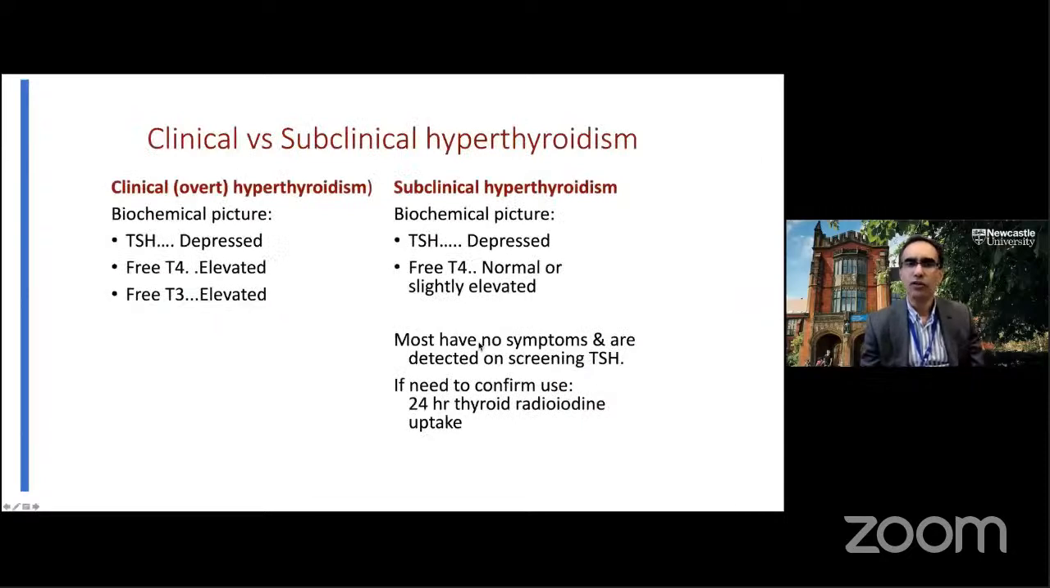So the two forms of hyperthyroidism or thyrotoxicosis are the overt and the subclinical. The biochemical picture is slightly different in both. In the subclinical, the TSH is low, but the free T4 would be normal. Whereas in overt hyperthyroidism, apart from the TSH being low, you would see that thyroid hormones are elevated. You could have T3 toxicosis, which is another form of hyperthyroidism, and you could see that in various scenarios. In subclinical hyperthyroidism, most would have no symptoms and are detected on screening TSH, and if needed to confirm, radioactive iodine or technetium uptake scans would be useful.